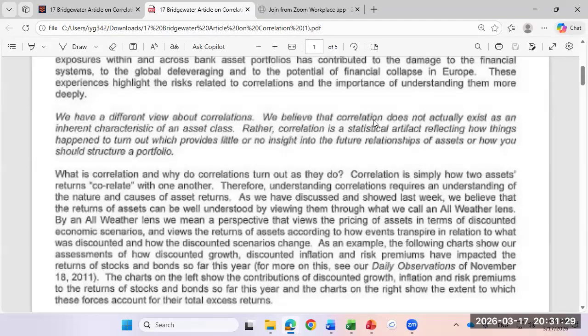Okay, that's kind of crazy. There's correlation, you can calculate it, but what they say doesn't exist is correlation as an inherent characteristic of an asset class. Asset classes don't have correlations as inherent properties. You can calculate a correlation, but that's not part of the asset class. It's just happenstance of what happened historically. Correlation is a statistical artifact, so it's all history reflecting how things happen to turn out, which provides little, and this is the key, little or no insight into future relationships or how you should structure a portfolio. That's a pretty radical view.